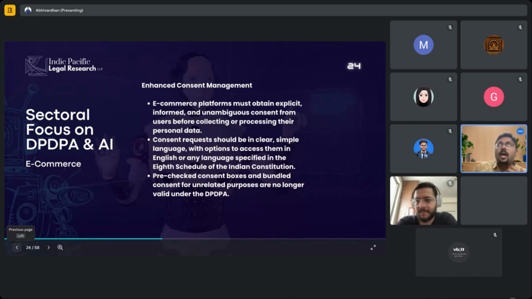Another aspect is pre-checked consent boxes and bundled consent. I'll give you a very interesting example. The Ministry of Information and Broadcasting came up with a simple guideline based on the Supreme Court's order that advertisers, whether in mass media, which is to say TV, radio, the traditional ones, or online, like Instagram ads, Facebook ads, X ads, or LinkedIn ads, have to sign a self-declaration to the government of India's ministry on their website by registering as an advertiser.